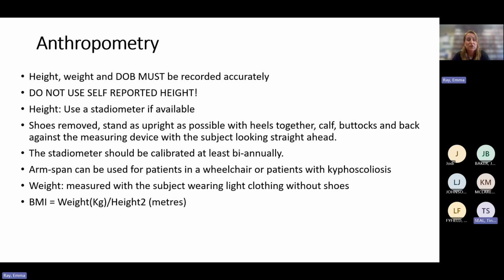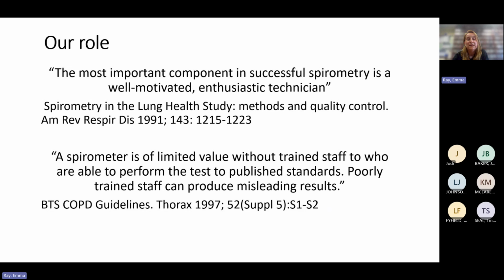So you make sure they're standing up nice and tall, heels against the wall, chin down slightly, and you measure the top of the head, right on the crown of the head, to get their height. So our role was basically to get them to do this test correctly, and that's by giving them the right information in a simple format and being really enthusiastic to get the best out of them, basically.